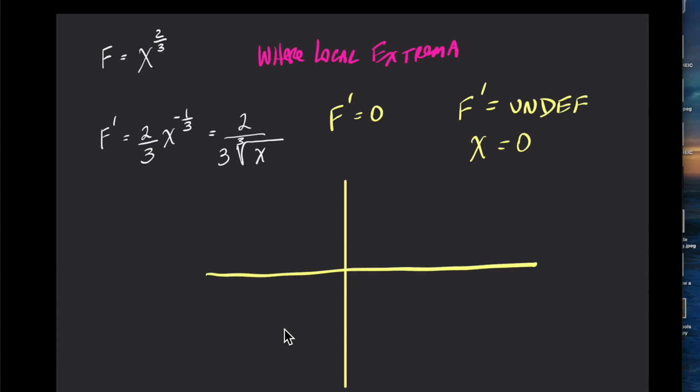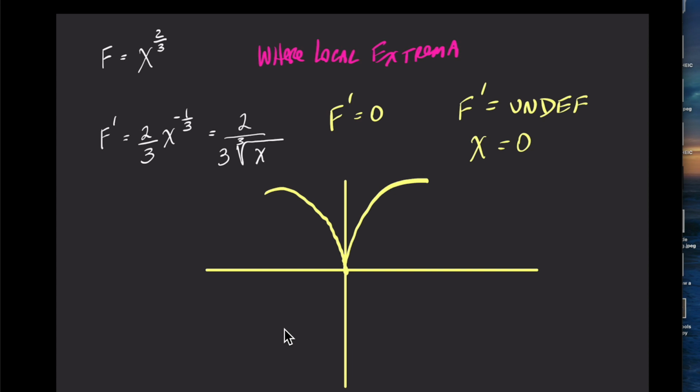Now, this is what this graph looks like. This is f equals x to the 2/3 power. So you could see it is definitely decreasing from negative infinity to 0, and it's increasing from 0 to positive infinity. And right here, you could see that that is a local minimum, but that is not differentiable. That's one of the examples where the original f function is continuous at x equals 0, but it is not differentiable. You see it also in absolute value functions where there's a point.